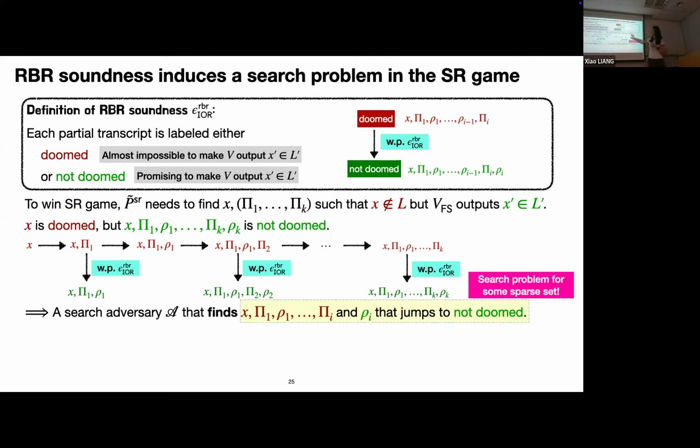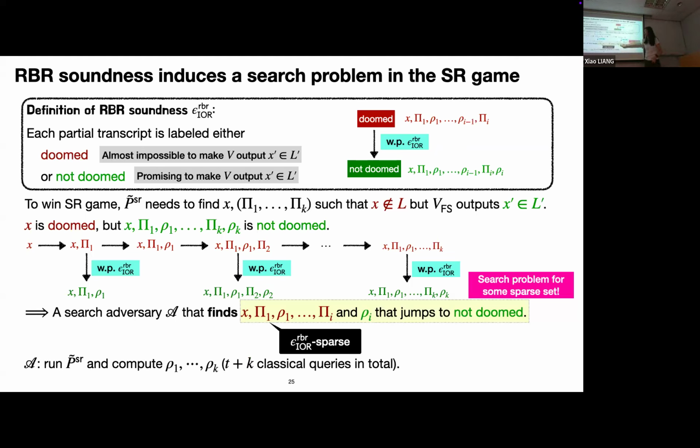From this state restoration prover, we can then construct a search adversary easily that finds something that jumps from doomed to not doomed in the ith round. And the solution should be this kind of thing that should be epsilon sparse.